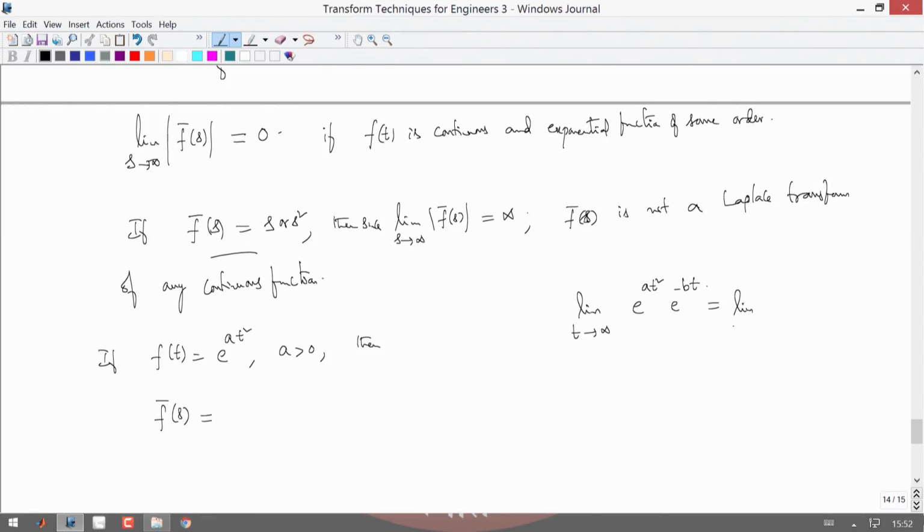This is actually the limit as t goes to infinity of e power a t square minus bt. So, t square grows bigger than t. So, as t goes to infinity, this is going to be infinity, which is not equal to 0. Okay. If it is an exponential function of some order, we know that this result is true, this limit has to go to 0.